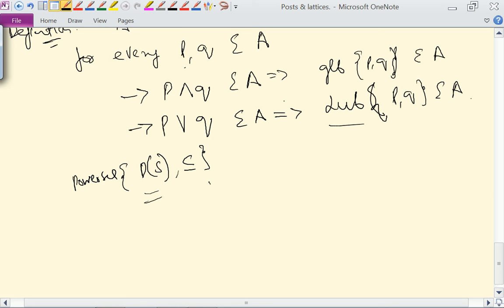Similarly, how do we get the GLB? If we have two sets P and Q which belong to the set S, the meet operation comes from the intersection. So P intersection Q will definitely belong to this power set, because the power set has everything in it. So this is definitely a lattice. You have to show it in terms of this: take an example, make the power set of something, and then show that P meet Q and P join Q are there. Therefore it is a lattice.